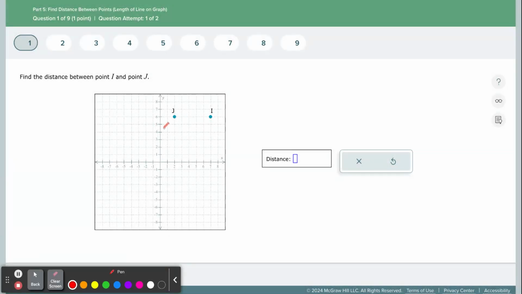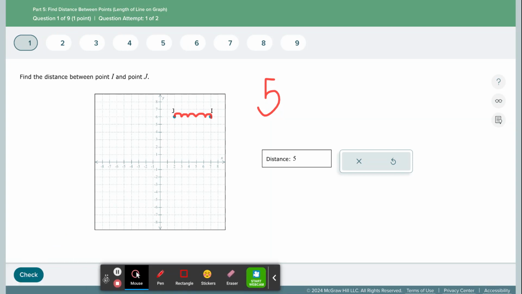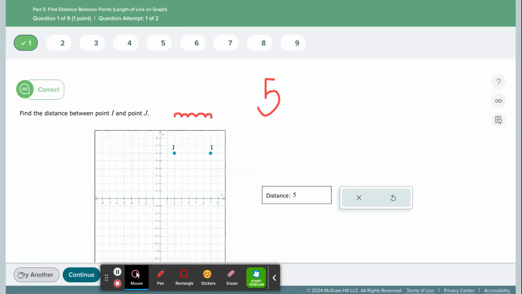There's a couple ways, obviously. When you're given the actual coordinate grid, all you have to do is count, right? So 1, 2, 3, 4, 5. Okay. It's a distance of 5 units, correct? Not too bad at all. Okay. So that part you should be able to kind of fly through. It's just to get you started and a little familiar. Okay. Moving on.